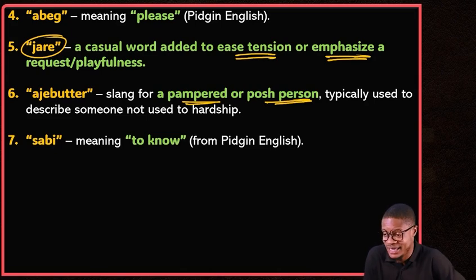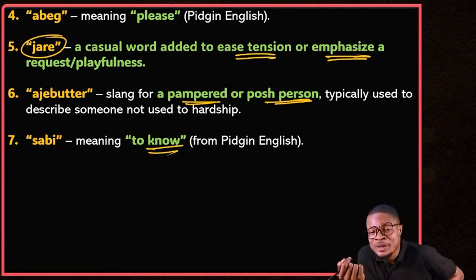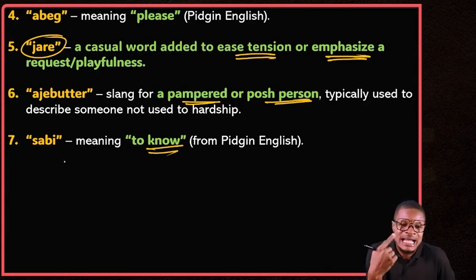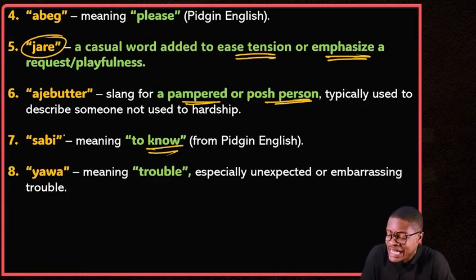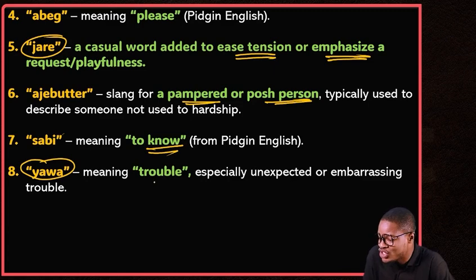Another thing is sabi. You too sabi book. It means to know something, like you know book. Some of you that don't know pidgin, I'm teaching you with style. So you can use those things in your informal letters. Another is your what? Your yawa. Yawa deo. What's yawa? Trouble. Troubled all day. That's what it means.